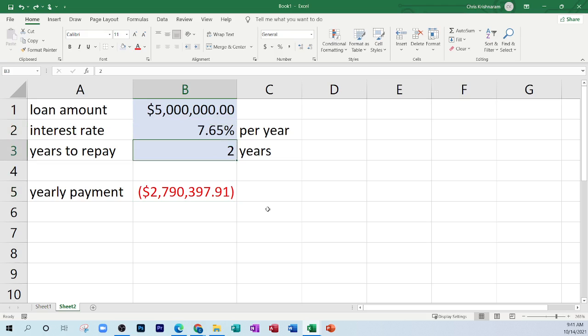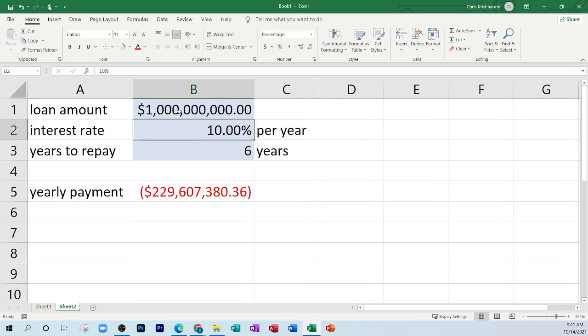So if we change the year, 6 years, that's how much we have to pay in 6 years. If we increase the interest rate to 10%, it will increase also. If we increase the loan amount, it would reflect that also.